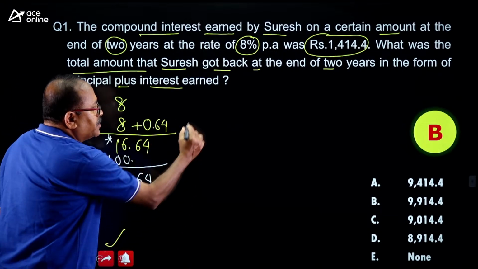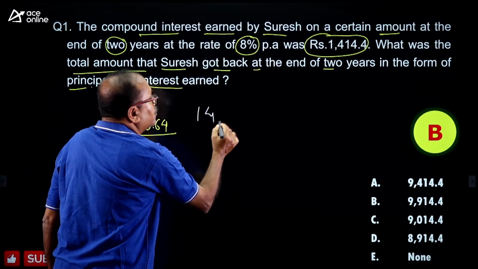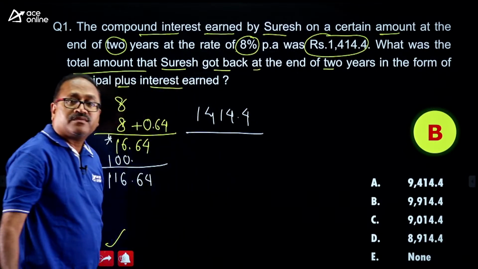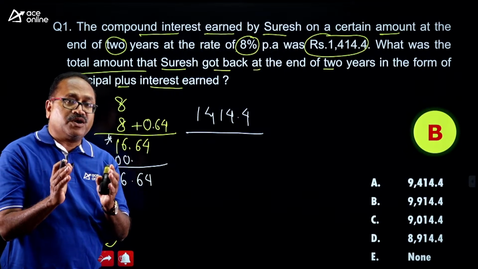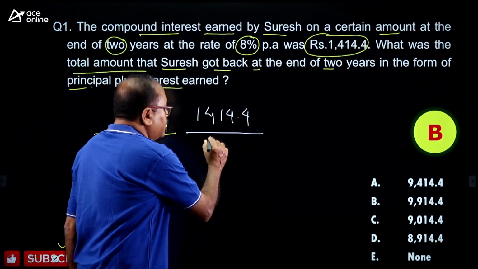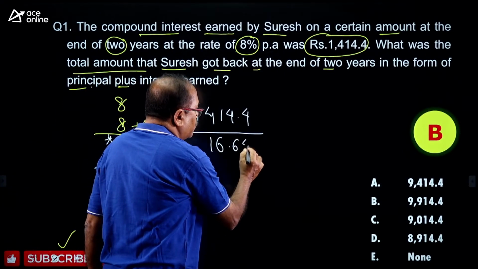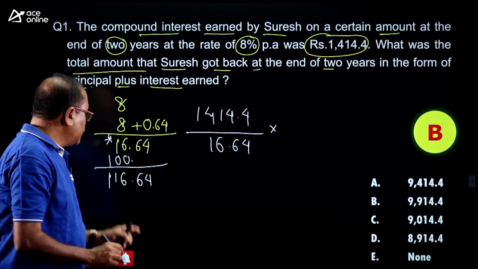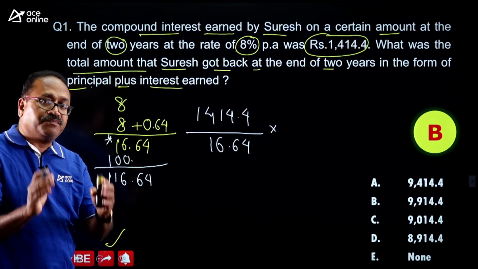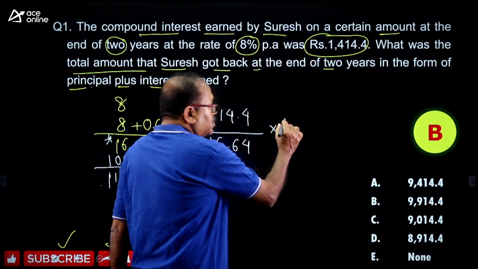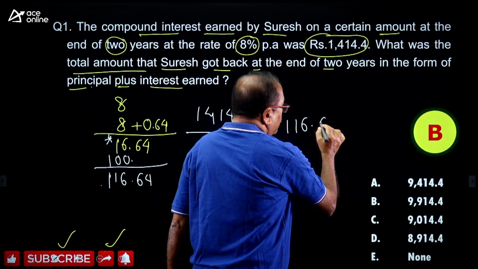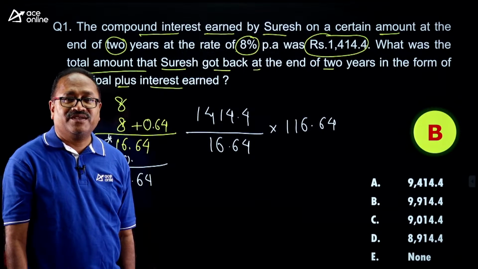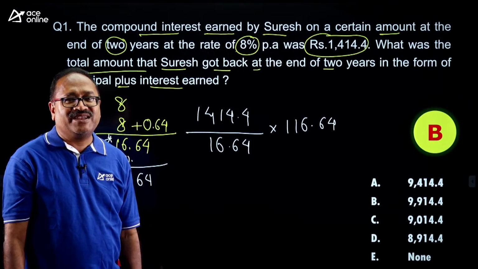So let's write down the figure. That is 1,414.4 divided by 16.64, since this is what percentage. So divided by 16.64, I will be getting 1%. What is my requirement? My requirement is 116.64. So into 116.64. That's my requirement. Hope it is clear, my dear friend.